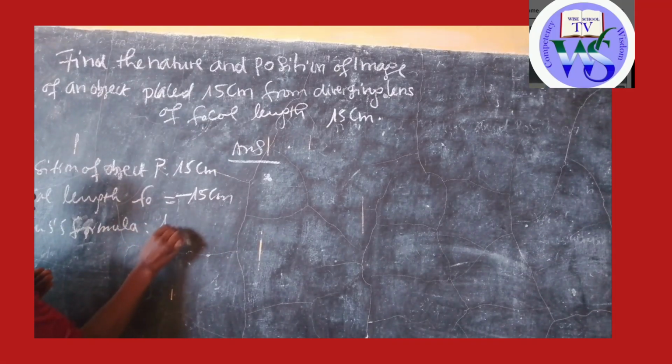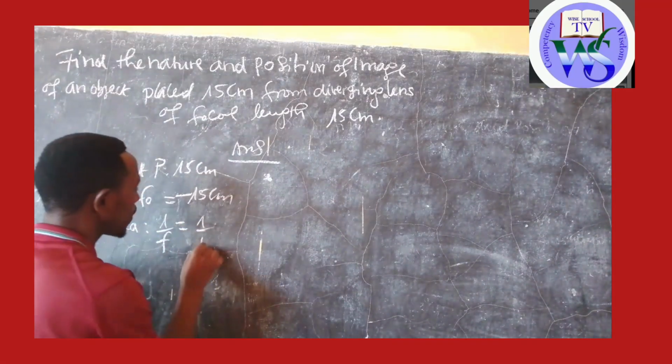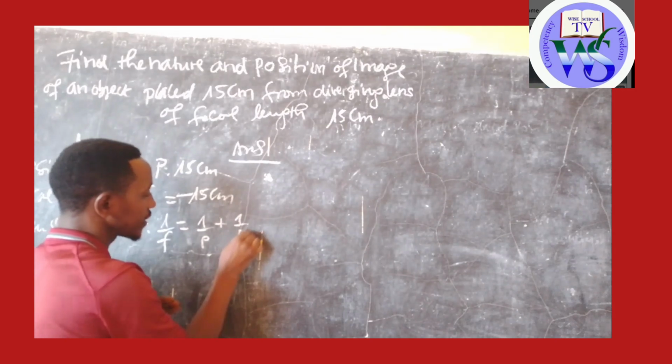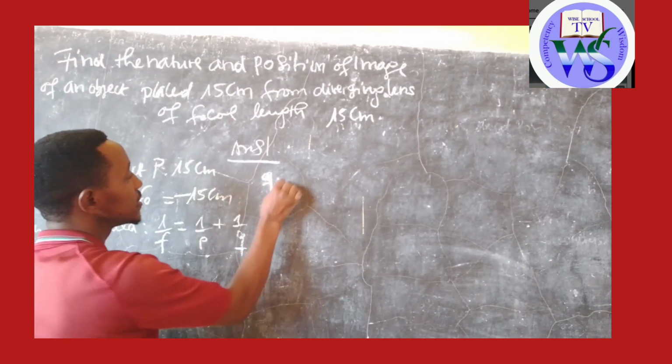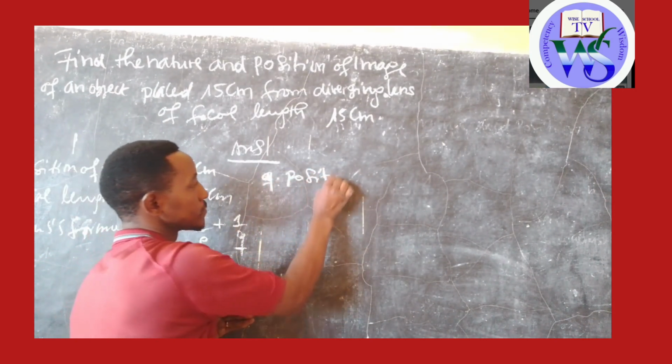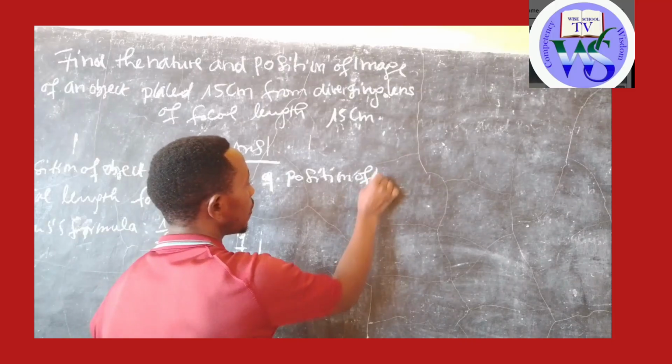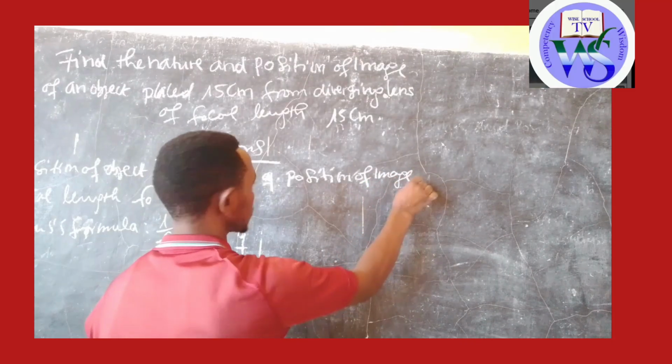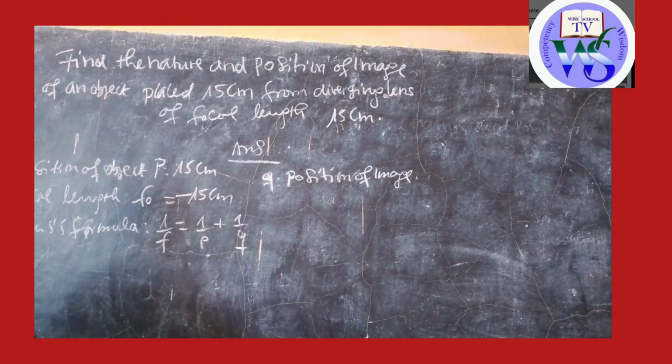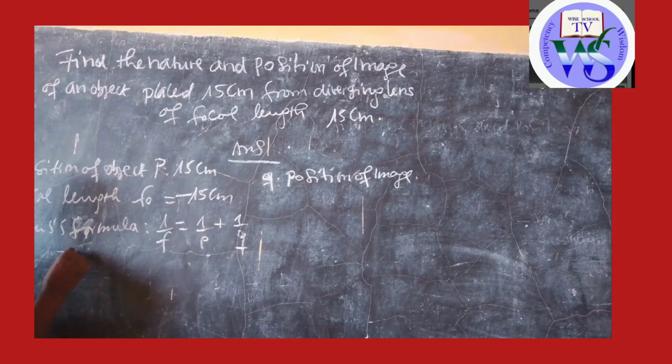The formula is: 1 over F is equal to 1 over P plus 1 over Q. Remember that this Q is the position of the image. So when you place the values, minus 1 over 15, because the focal length is negative, is equal to 1 over 15 plus 1 over Q.